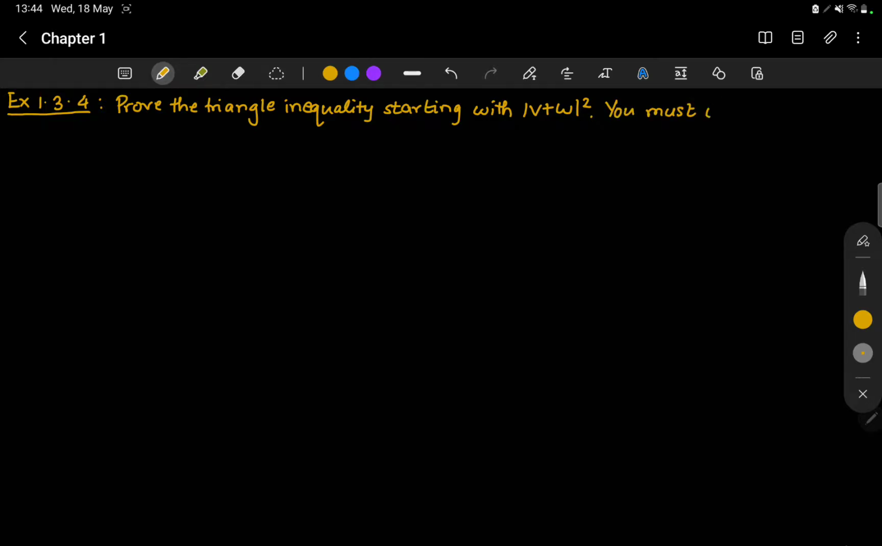You must use, I'm losing out space over here, so we will write it here. You must use the Schwartz inequality.